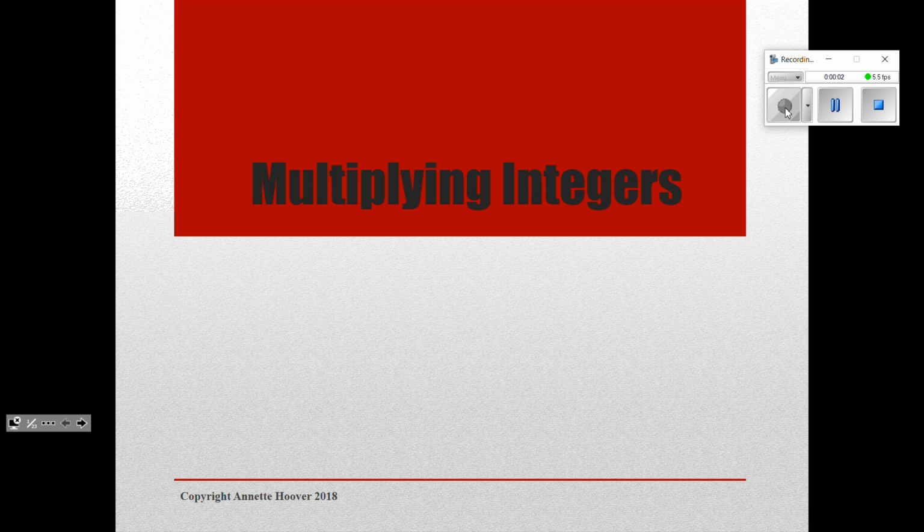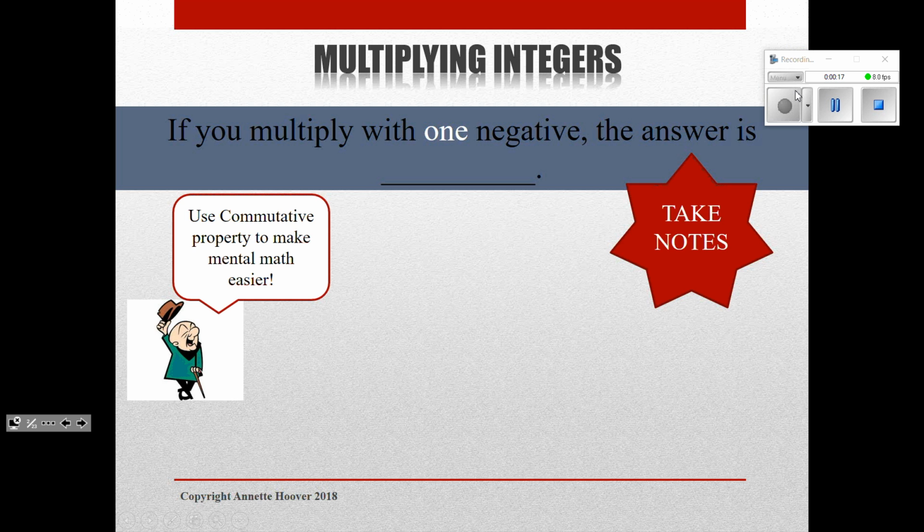Today we're going to look at multiplying with integers, and then we're also going to look at multiplying with algebraic expressions and with variables. So, multiplying with integers. The important thing to know is that to decide whether the final answer is going to be negative or positive, you're going to count the number of negatives that are involved. If you multiply with one negative integer, the answer is going to be negative.